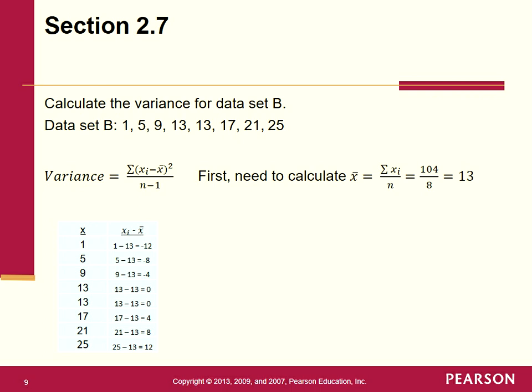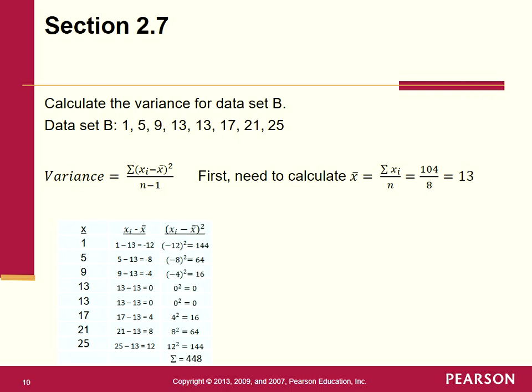So what's the next thing? We've got to take all those numbers and square them, right? And now we're going to get either zeros or positive numbers. So we get negative 12 squared, 144, negative 8 squared, 64, negative 4 squared, 16, and so on and so forth. We go ahead and add up those numbers and we get 448. That's our numerator.